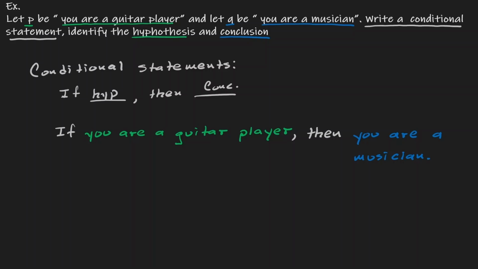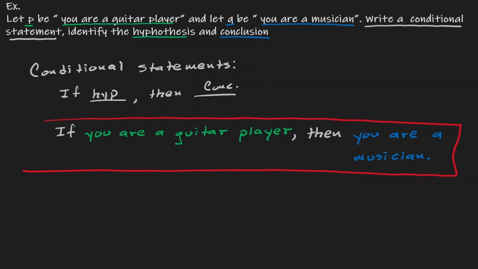What we have in this statement right here is what we can define as my conditional statement. It is a statement glued together by an if and then, where the statement in front of the if is our condition, our hypothesis, and the statement in front of the then is our conclusion.